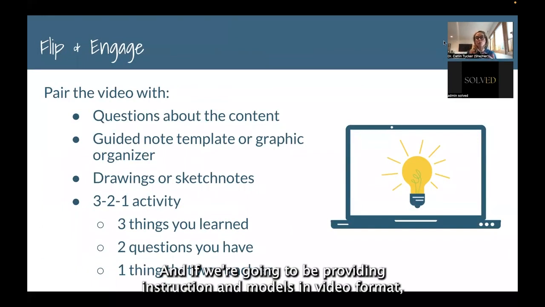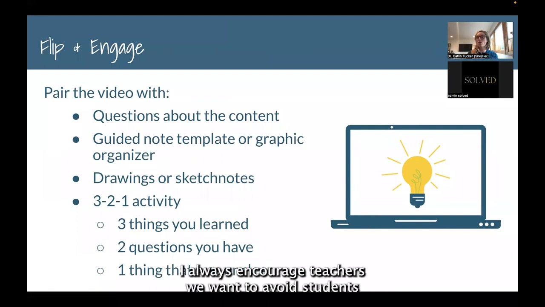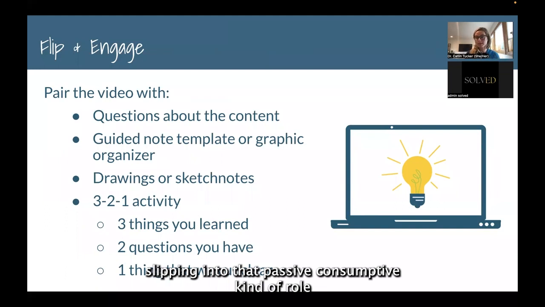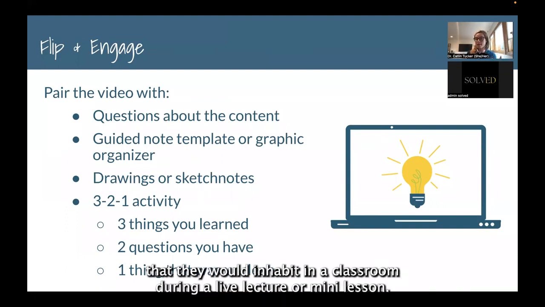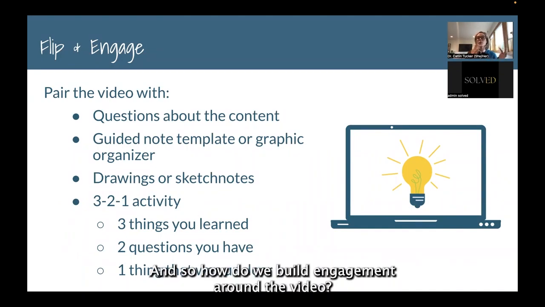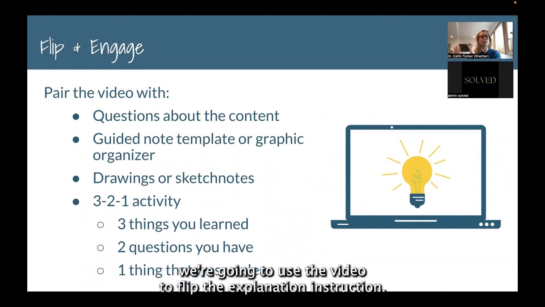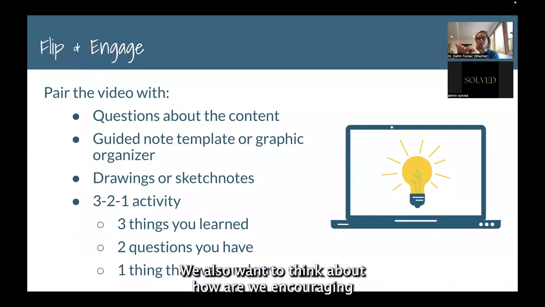And if we're going to be providing instruction and models in video format, I always encourage teachers, we want to avoid students slipping into that passive consumptive role that they would inhabit in a classroom during a live lecture or mini lesson. So how do we build engagement around the video? It's not just that we're going to use the video to flip the explanation and instruction. We also want to think about how we are encouraging students to think critically about that information.